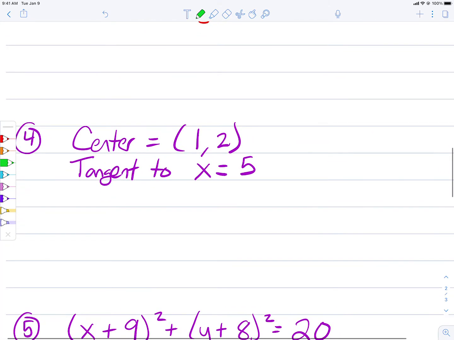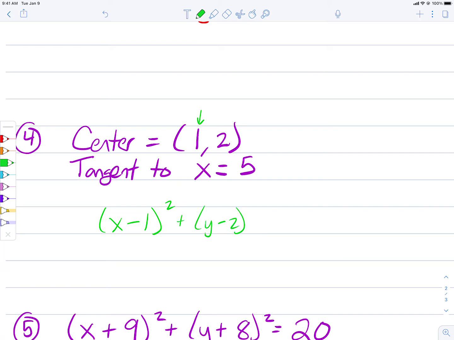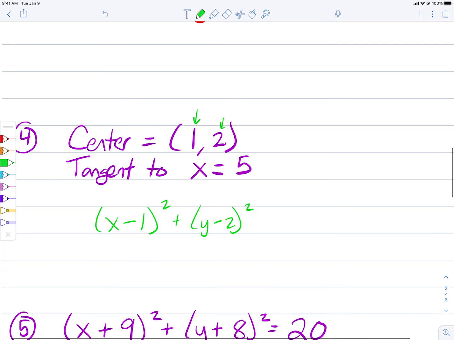Okay, the center is at (1, 2), and it is tangent to x equals 5. We'll talk about that in a second. So let's just start off with the beginning of our equation. We have (x minus 1) squared, that's the x value, plus (y minus 2) squared, that's the y value, equals. Now we need to think about what it means to be tangent to something.